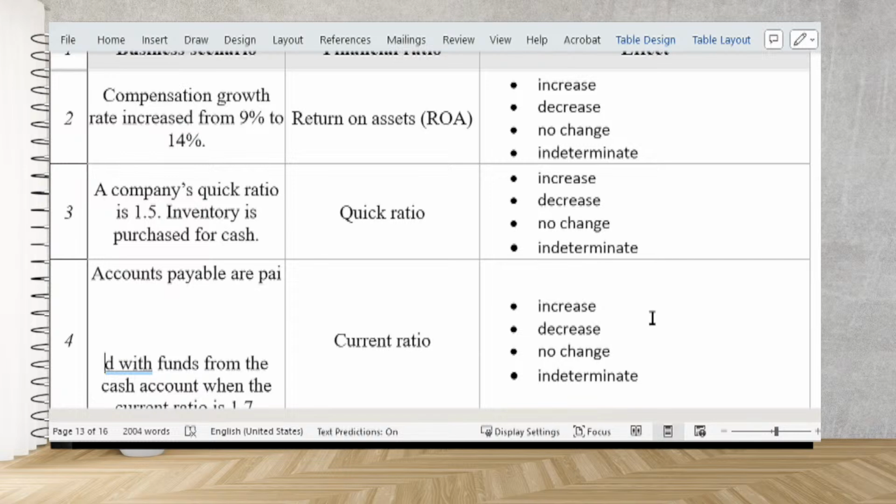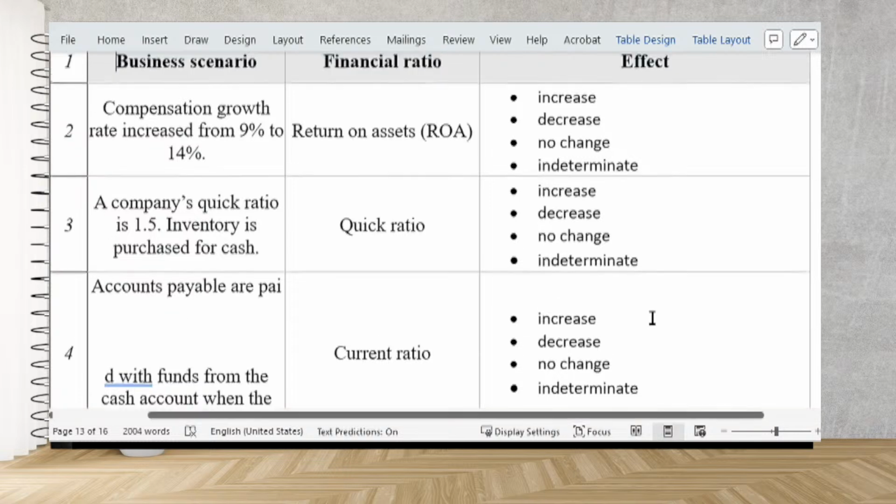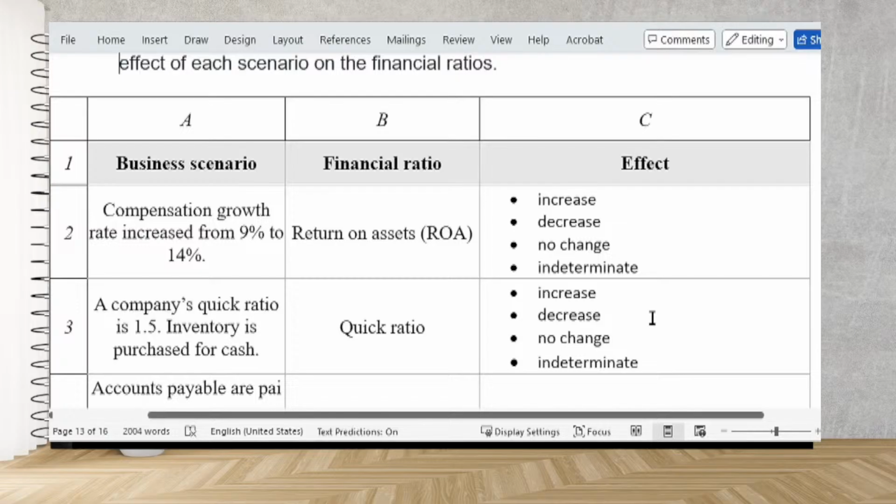So first is basically, sir, the growth rate increased from 9 to 14, so ROI decreased. ROA decreased because the expense increased and the asset value got decreased. Yeah.